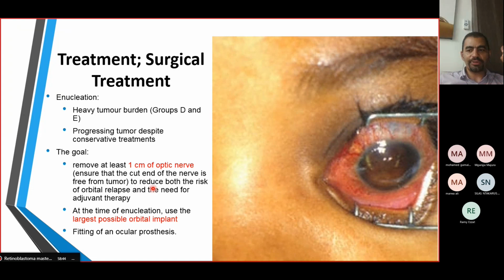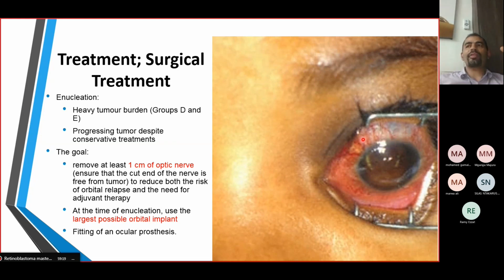Do you have any idea why we prefer enucleation over evisceration in retinoblastoma? No, doctor, I'm not sure. Okay, so in evisceration, what we do is we cut through the cornea and we start to eviscerate the intraocular structures while we preserve the sclera. But here we have tumor cells. If you do that, you will spread the tumor cells to the nearby tissues.